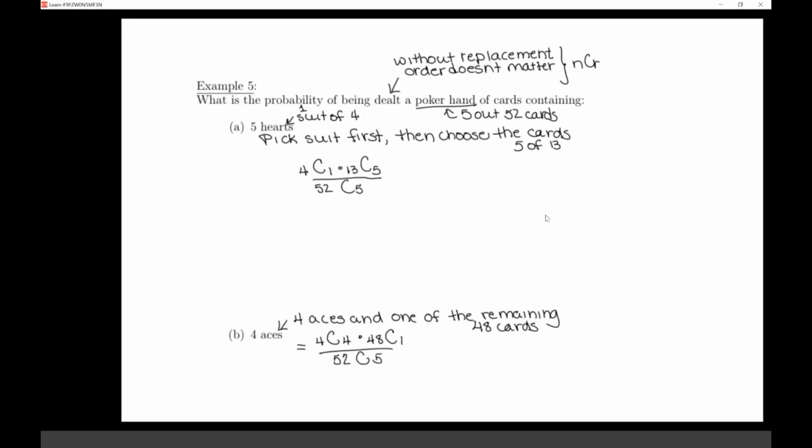Anybody have questions about this example? Just in case you see poker problems like this. Questions on these? Not seeing any questions.